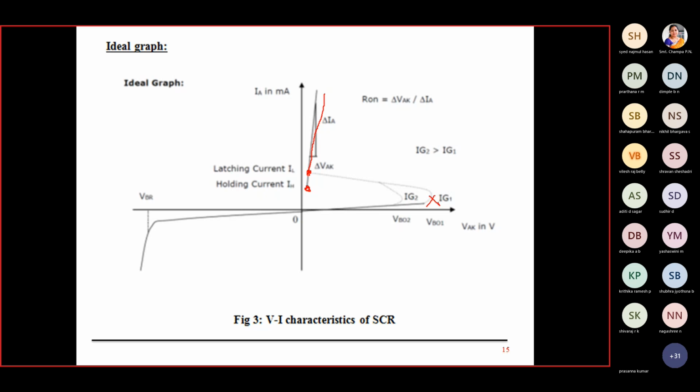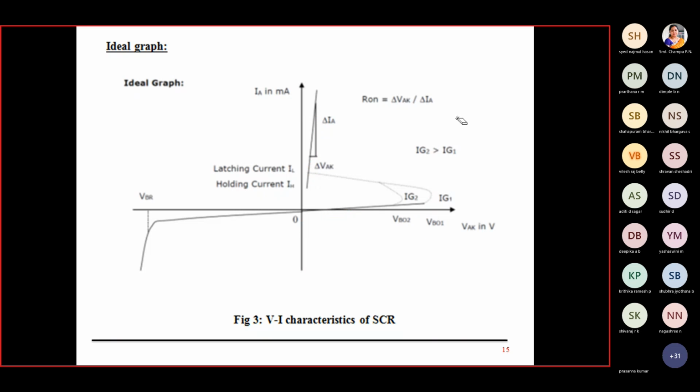On state means the voltage drop across the switch will be less than 1 volt. Off state means the voltage will be 30 volts. So what will happen? The voltage will come back to 30 volts here. That's my holding current, which is small. You can see holding current will be lesser than the latching current.